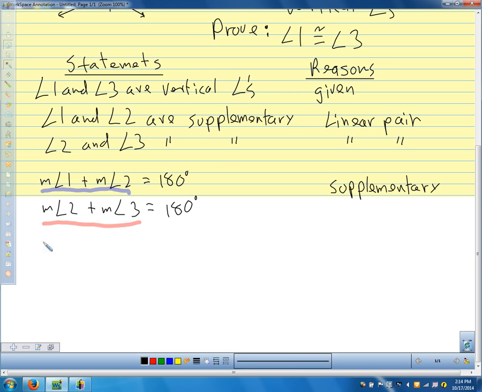So let's write that down. Measure of angle 1 plus the measure of angle 2 equals measure of angle 2 plus the measure of angle 3.